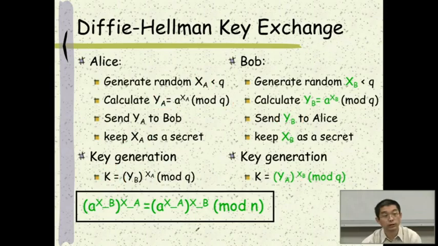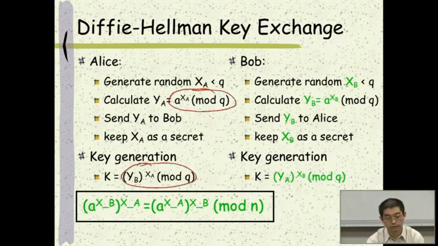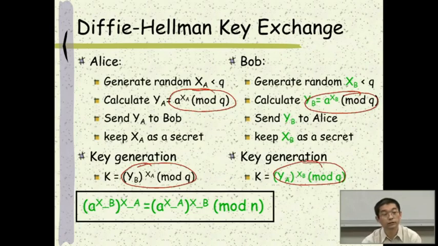However, we realize that in this protocol, both Alice and Bob have to do this modular exponentiation many, many times: here, here, and here. They need it both to generate the message to send to each other and to generate the key. So this is a very critical operation for both parties.